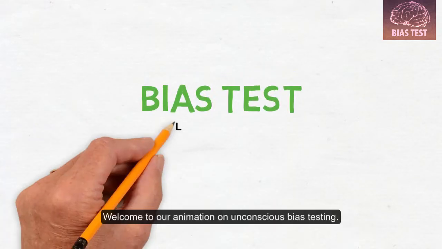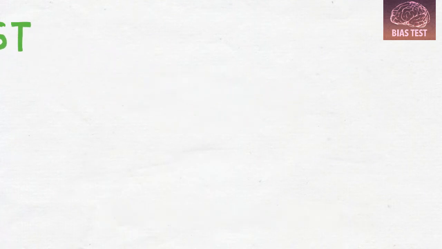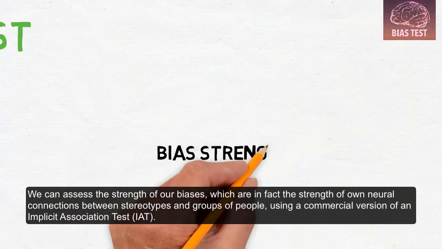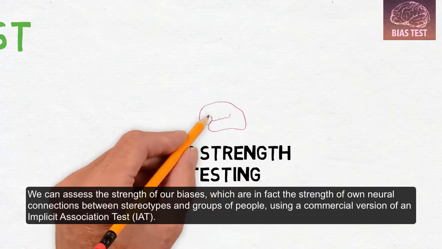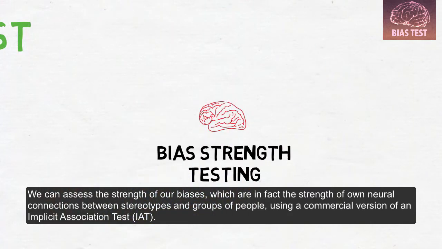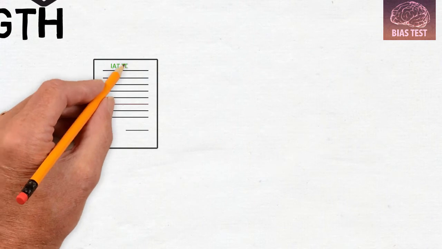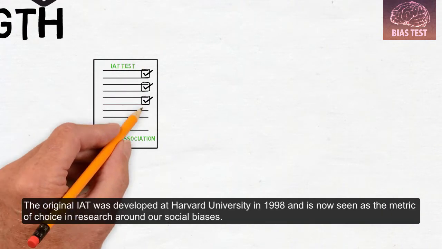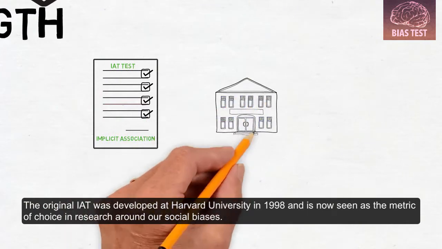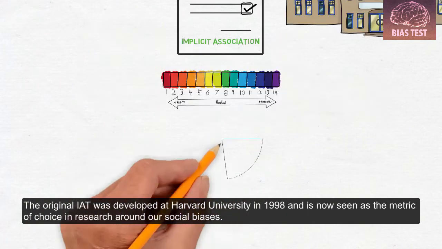Welcome to our animation on unconscious bias testing. We can assess the strength of our biases, which are in fact the strength of our own neural connections between stereotypes and groups of people, using a commercial version of an implicit association test, IAT. The original IAT was developed at Harvard University in 1998 and is now seen as the metric of choice in research around our social biases.